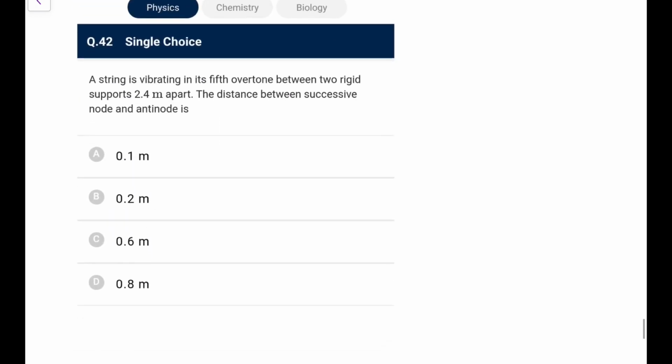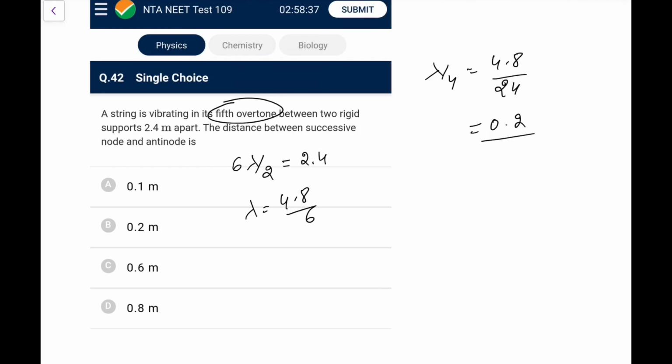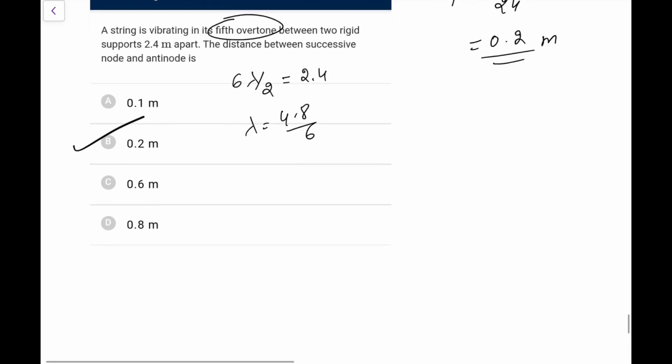Next one. A string is vibrating in fifth overtone between two rigid supports 2.4 meters apart. The distance between successive node and antinode, you know, is lambda by 4. Since in fifth overtone, that is the sixth harmonic, six loops will be there. So 6 into lambda by 2 is 2.4. So lambda is 4.8 by 6. So lambda by 4 is 4.8 by 24. So it comes directly as 0.2 meters. Directly you can go for it. So go for option B here.